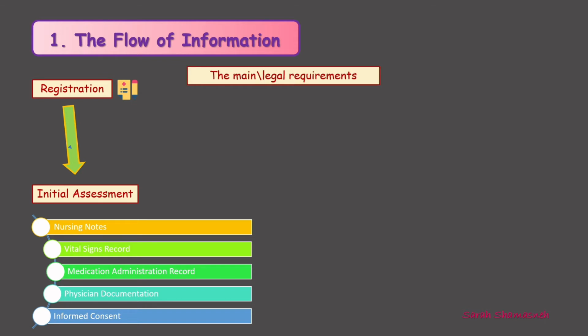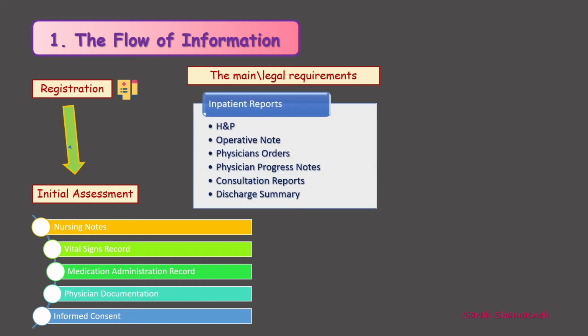The third stage is a list of main or legal requirements, which are the inpatient reports. First one is history and physical examination, which contains the reason for hospitalization, history of present illness, past medical, surgical, social, and family histories, review of systems, and physical examination.